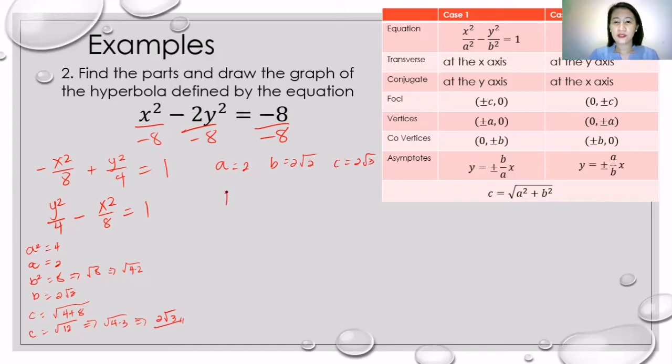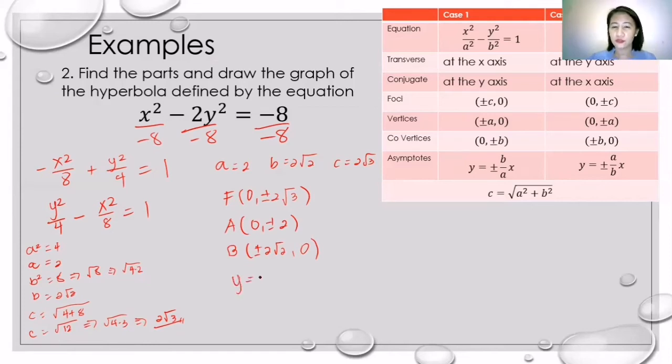We'll now have the foci. We'll start with C. We'll now have 0 on the x-coordinate. Remember, our transverse axis is at the y-axis. We are at case 2. So you have 0, and then positive negative 2 square root of 3. Then A will now be 0, positive negative 2, and B will now be positive negative 2 square root of 2, 0. For the asymptote, we're now going to have y is equal to A over B this time.